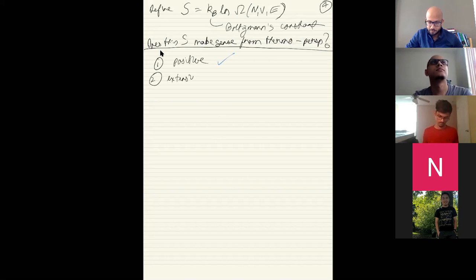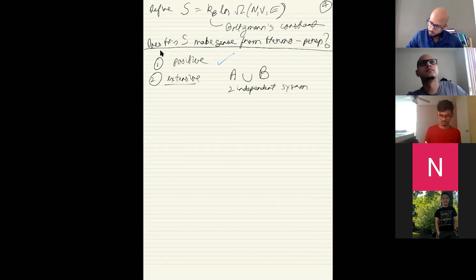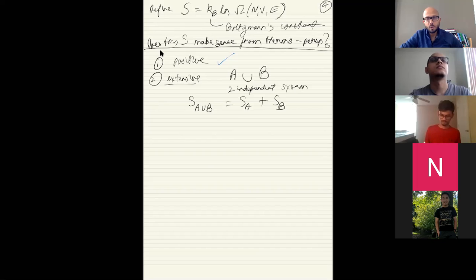Entropy is an extensive quantity, which means that if you have a system made up of two different subsystems, A union B, and these are two independent systems, then S of A union B should be SA plus SB. Entropy is an extensive quantity. Is it followed here? Well, let's see. S of A union B will be given by KB ln of the number of microstates the system A can have, multiplied by the number of microstates the system B can have.